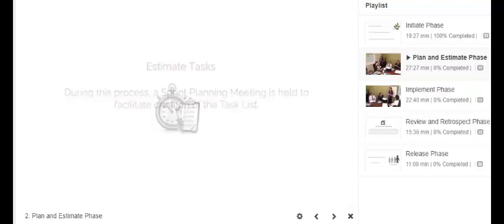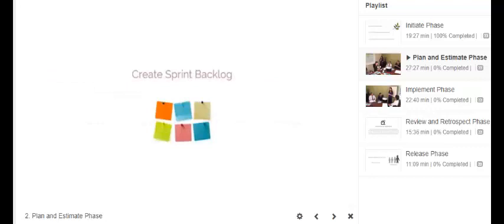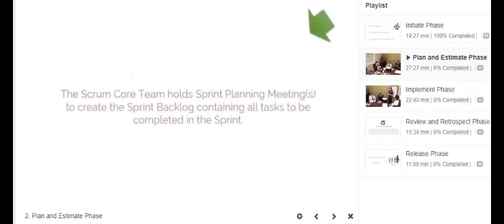Next process is estimate tasks. In this process, the Scrum core team uses sprint planning meeting to estimate the effort required to accomplish each task in the task list. The output of this process is an effort estimated task list. The last process that is part of this phase is create sprint backlog. In this process, the Scrum core team holds sprint planning meetings to create the sprint backlog containing all tasks to be completed in the sprint.